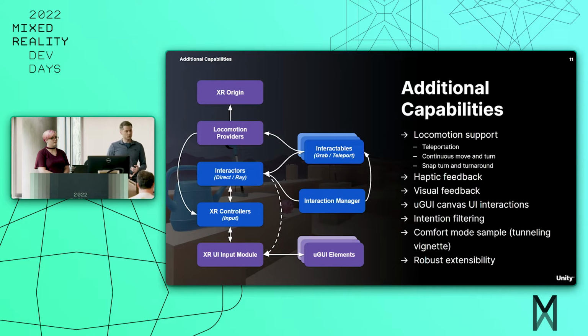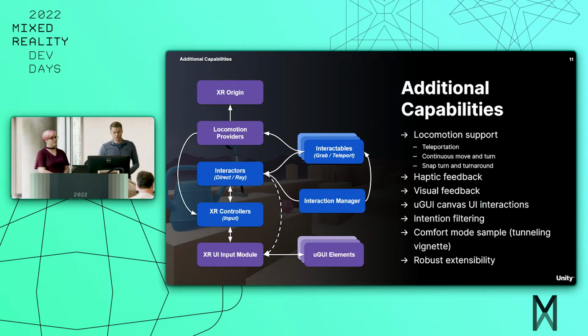We've got continuous move and turn, letting you use your thumbstick to move in a first-person control throughout the scene. And then snap turn and turn around. So with customizations to snap between the different angles, and that's customizable. So if you want to turn at a 45-degree angle or a 90, that's totally up to you.